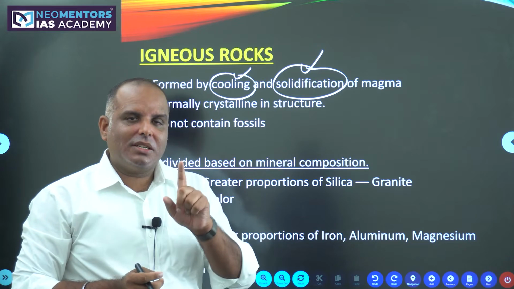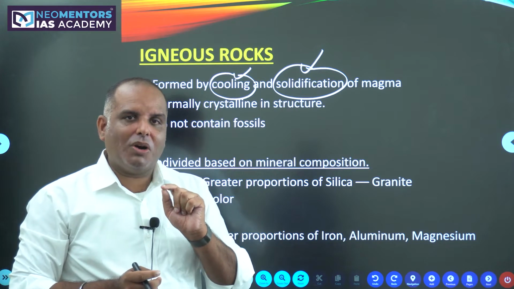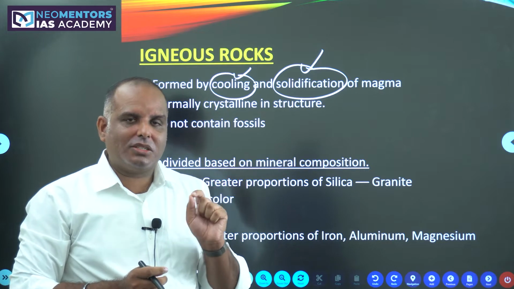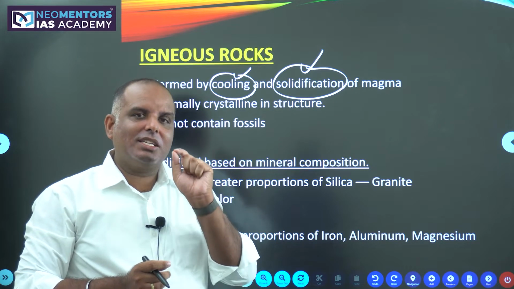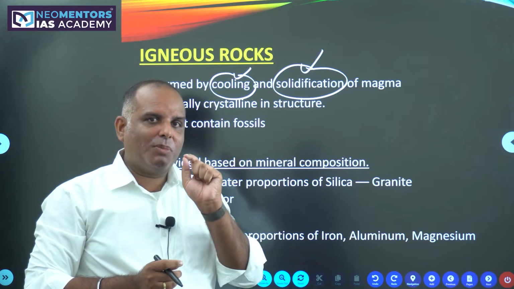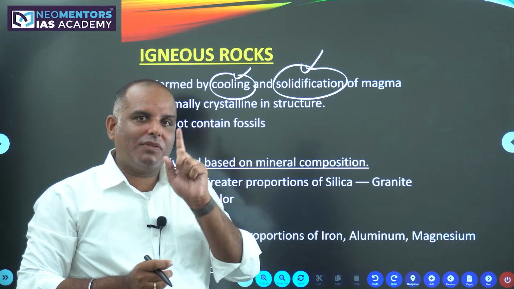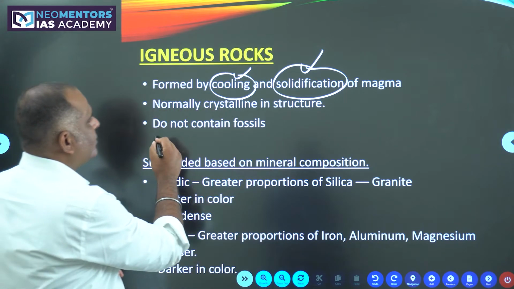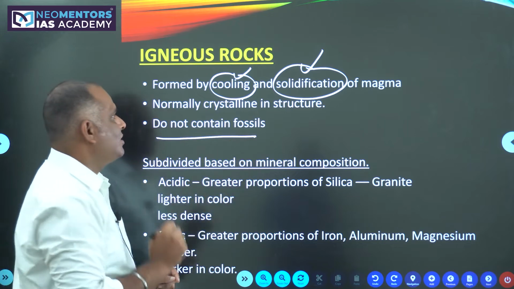If you get a question sometime in the exam which asks where do we find fossils, and if one of the options is igneous rocks, we should very clearly say igneous rocks would not be having fossils, because they are made up of cooling and solidification of molten magma, right? They do not contain fossils.